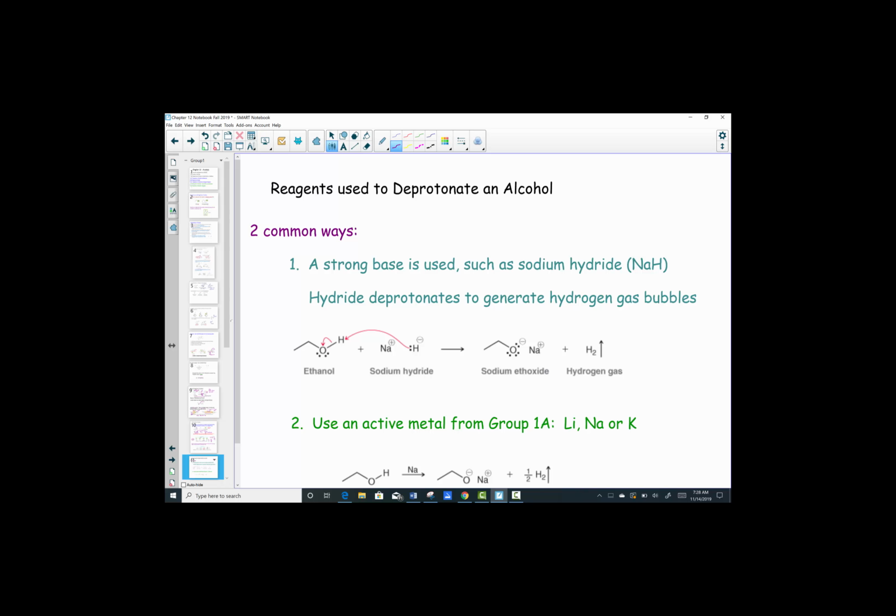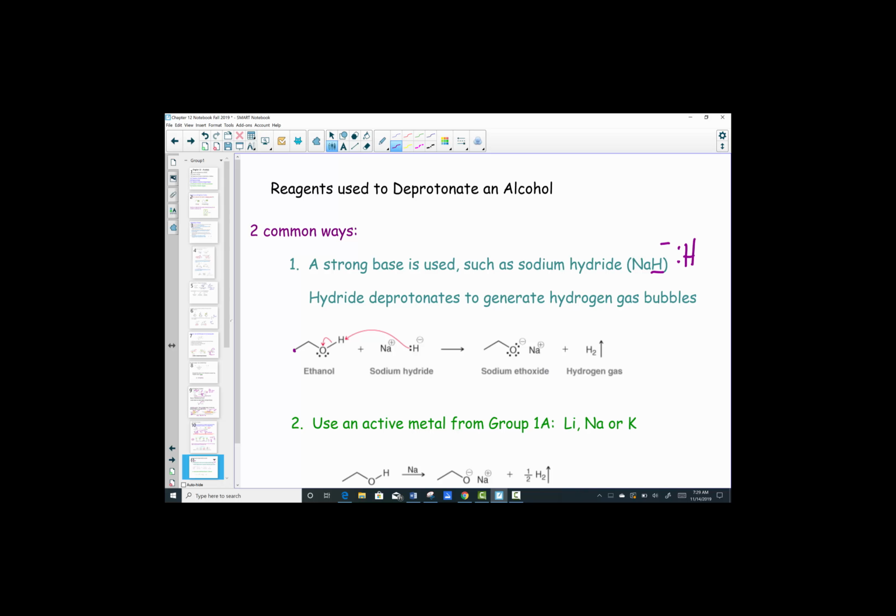When we look to deprotonate, there are a few reagents that we can use to deprotonate the alcohol, and there are two most common ways that we can achieve that. We'll talk about the first and then look at the second. It's going to take a very strong base to deprotonate the hydrogen from an alcohol. The hydride ion, which is H negative, meets that criteria.